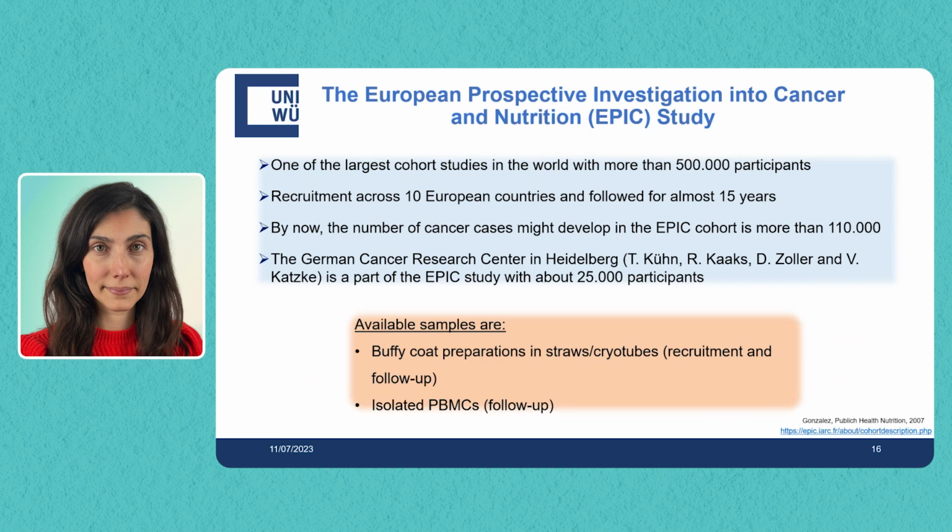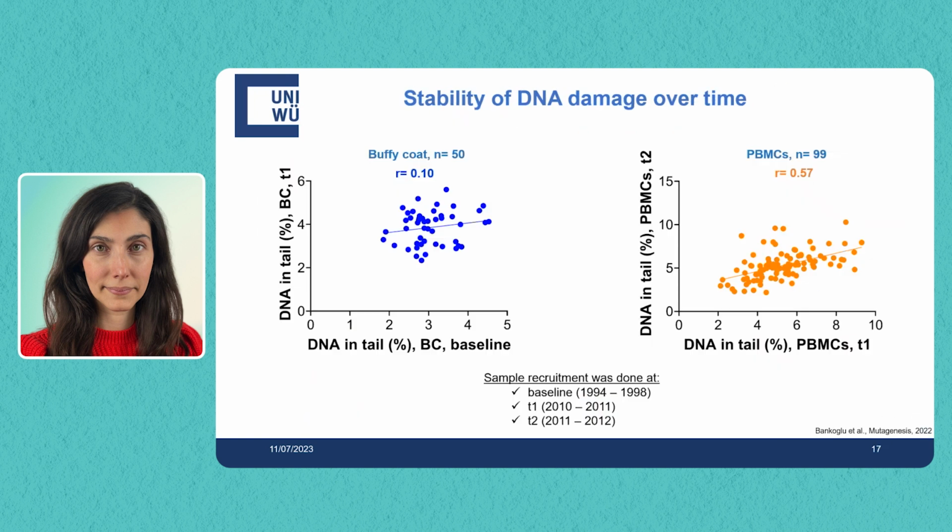So we had the samples from the German Cancer Research Center in Heidelberg. They are a part of the EPIC study, and they had about 25,000 participants. We had some limitations because they had samples available as buffy coat preparations in straws and cryotubes from the beginning point of recruitment and the follow-up points. From the further follow-up points, they had also isolated PBMCs, but not at the baseline at the recruitment. So we have a limitation in the sample type.